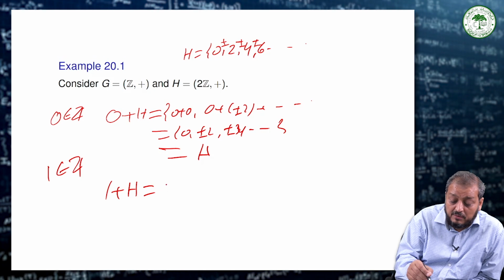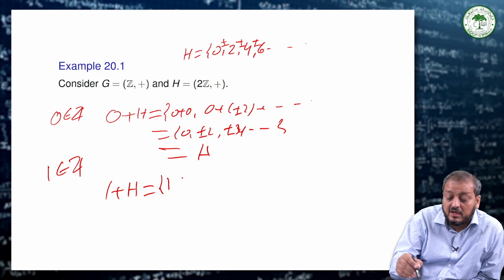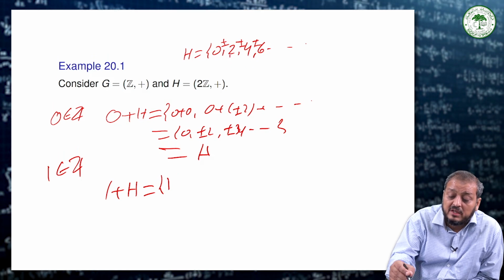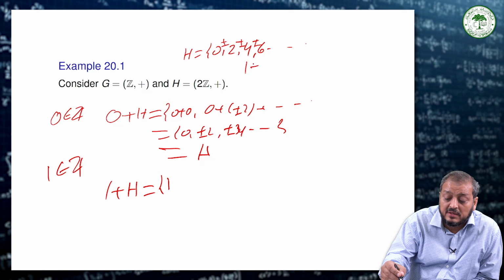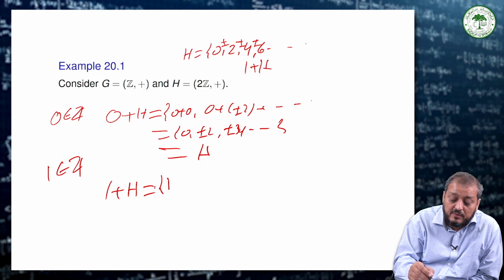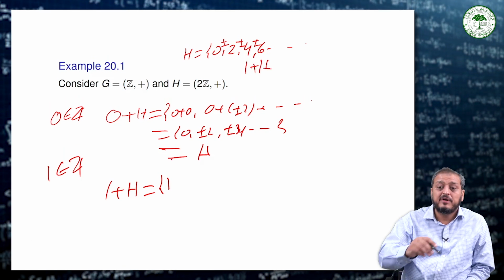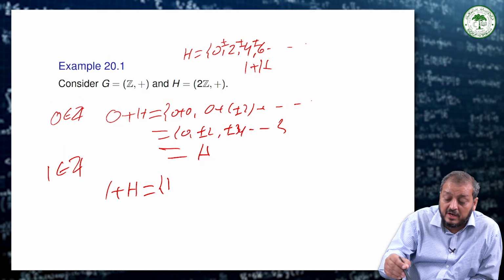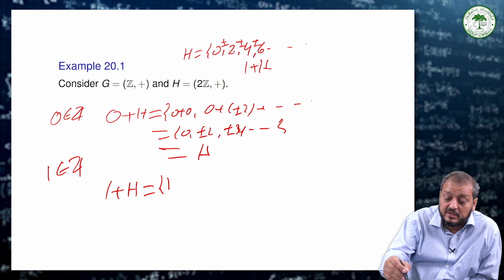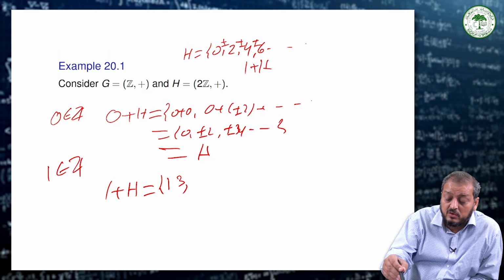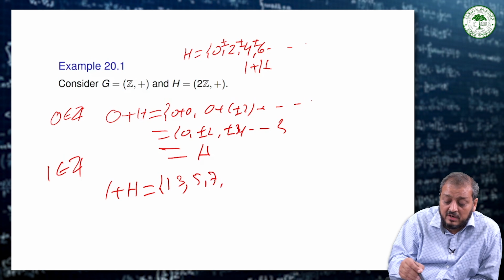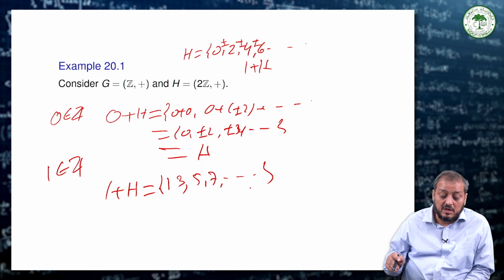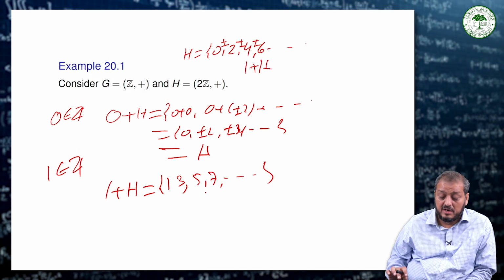So we have to write 1 plus 0 is equal to 1, and then starting from this 1, you have 1 plus H, and then you write all the elements of this H into this form. So this is clearly written in the form of 1, and then next is equal to 3, and then you have 5, 7, and then you can just put it into this form. So clearly we have to write it into this form.